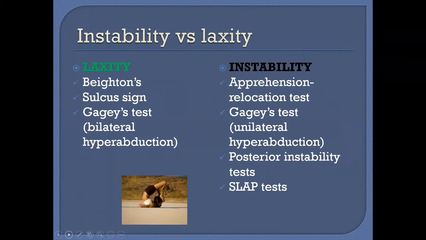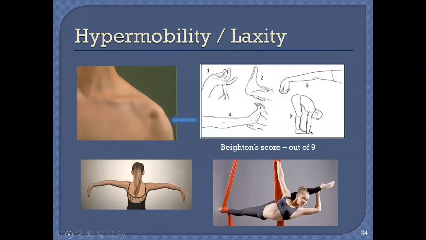So that's just a kind of reminder of instability versus laxity. So laxity tests would be your Beighton score, which I'll go on to in a minute, sulcus sign, Gagey's test, which is bilateral hyperabduction. And then your instability tests, you're looking more at the structure of the shoulder joint itself.